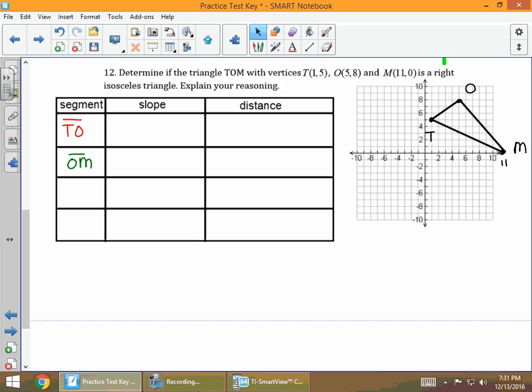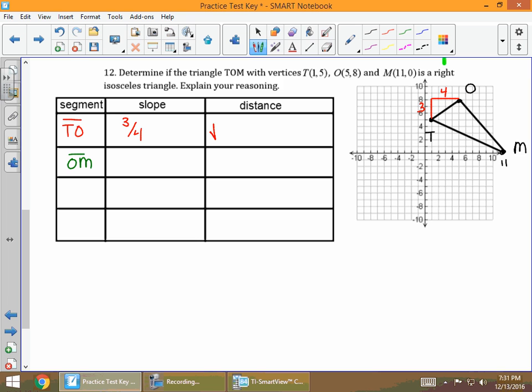All right, let's try this again. From T to O, it looks like I'm going up 1, 2, 3, going over 1, 2, 3, 4. That looks a little bit better. So rise 3, run 4. My distance is 3 squared, which is 9. 4 squared is 16. 9 plus 16 is 25. Square root of 25 is 5. Looks a little bit better.